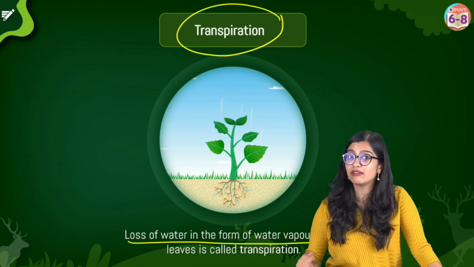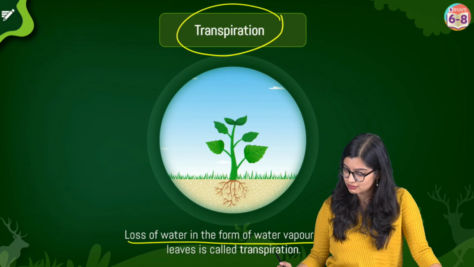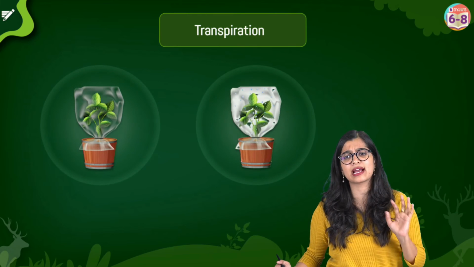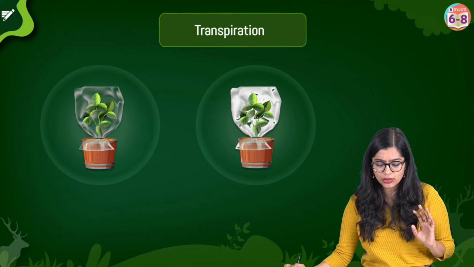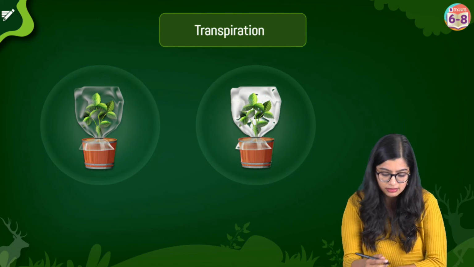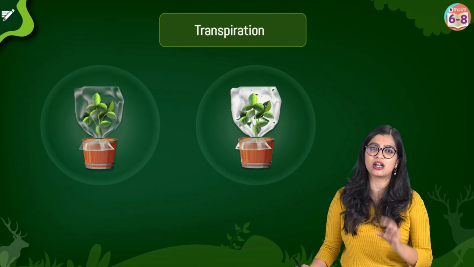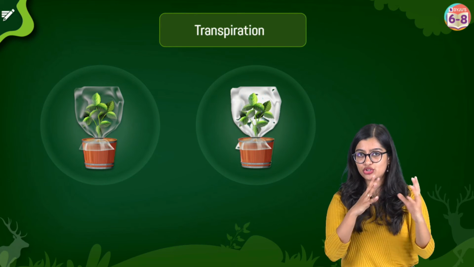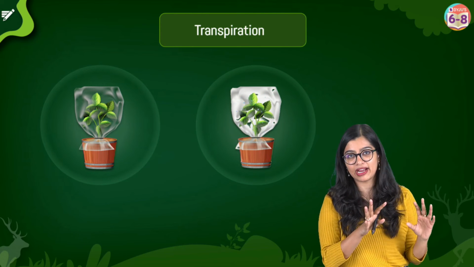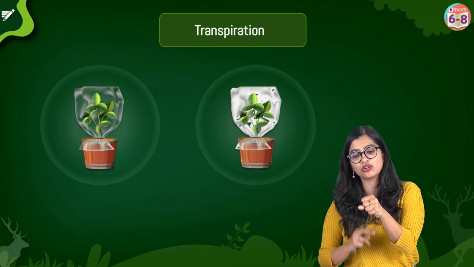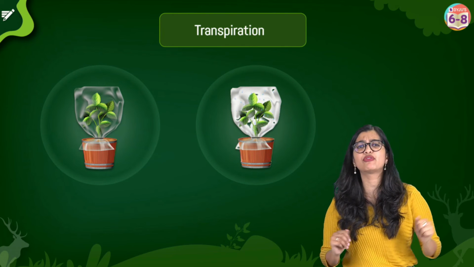Is there any way in which I will know that the plant is actually getting rid of it? Absolutely. You can try this activity at home. Take a potted plant and cover any part of the leaf. You don't need to cover the whole plant, just one part of the plant with leaves in it. Of course, it should have proper sunlight and water provided. Cover a part of it with a polythene bag and leave it for a few days.